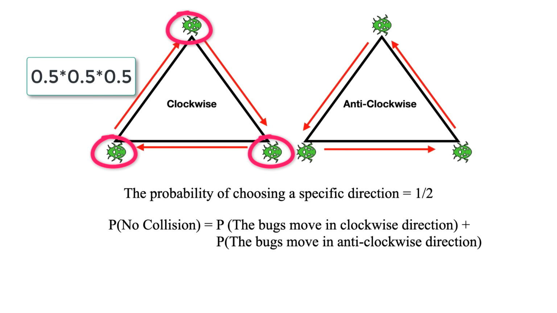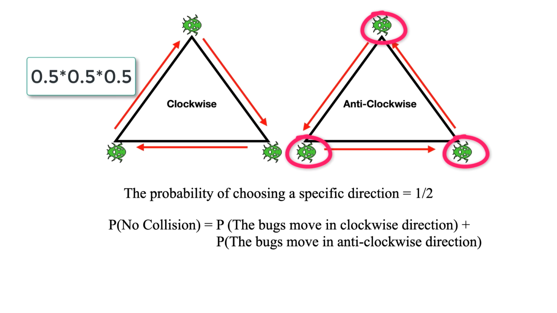This is because there are 3 bugs and each bug has 2 options, either moving in a clockwise or anti-clockwise direction. Similarly, the probability that the bugs move in an anti-clockwise direction is 0.5 times 0.5 times 0.5. This is because there are 3 bugs and each bug has 2 options, either moving in a clockwise or anti-clockwise direction.